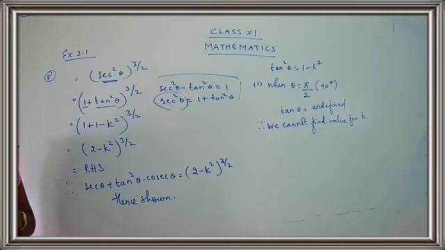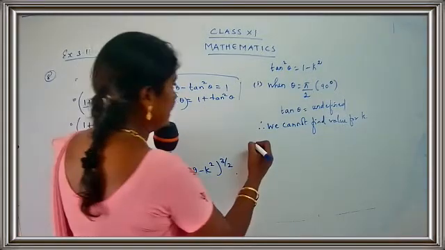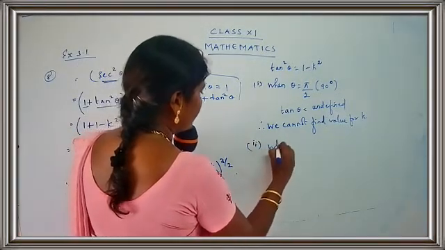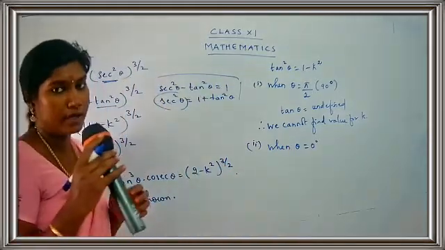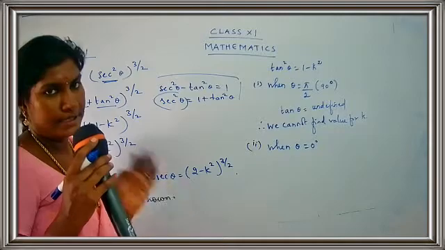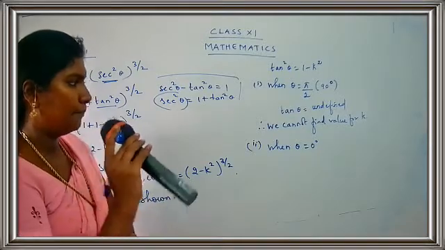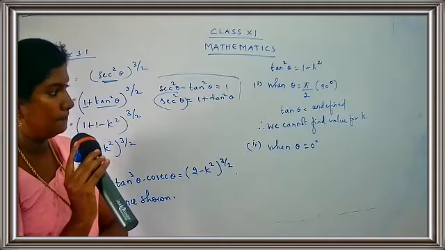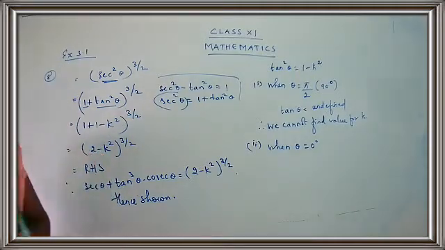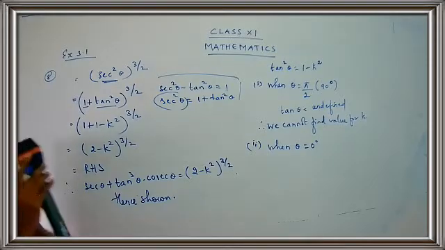Okay, now let's come to the second one. Let's go for theta is equal to 0. So when theta is equal to 0 degree, here no need to write down in terms of radians. I'll just directly put as 0 degree. So when theta is 0, what is the value for tan 0? Tan 0 is 0. You have to remember this, children.